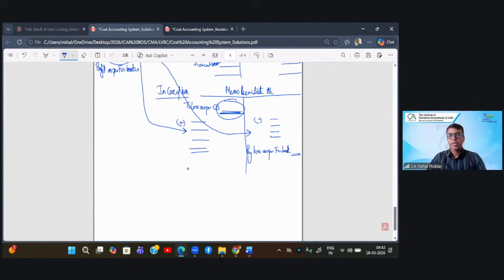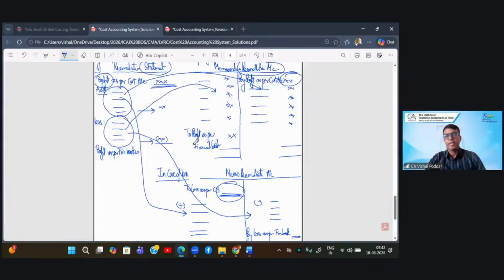Students, I hope this is clear to everyone. So this is how you do reconciliation statement. In case there is a loss, we follow this approach only. Only difference is we'll consider them as loss instead of profit, and then we will see what is the impact of various adjustments.